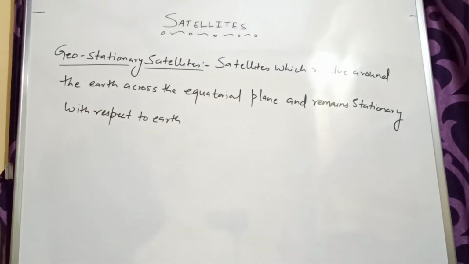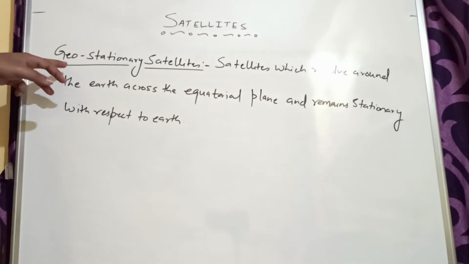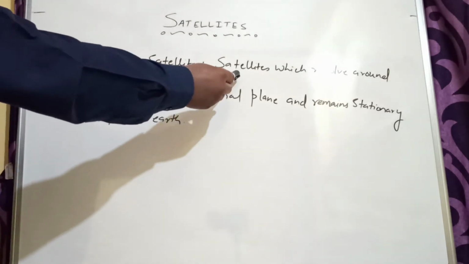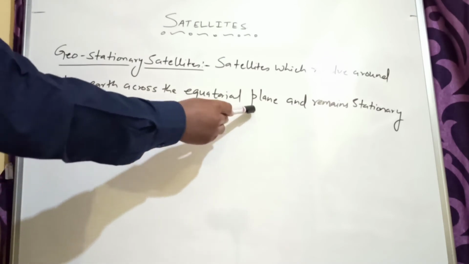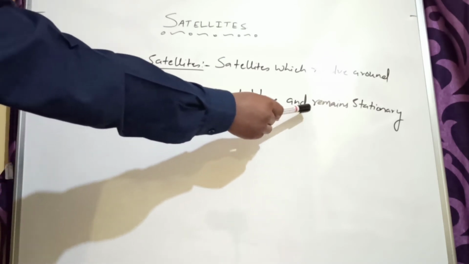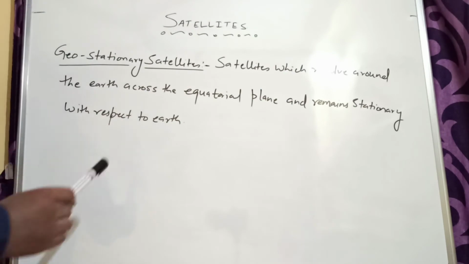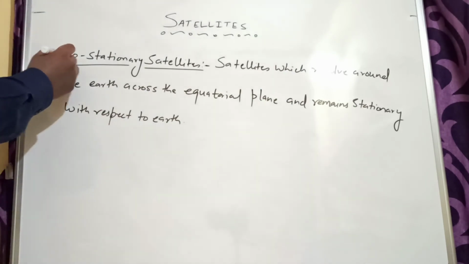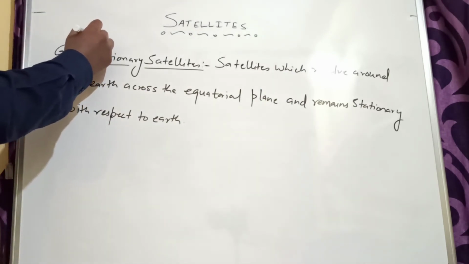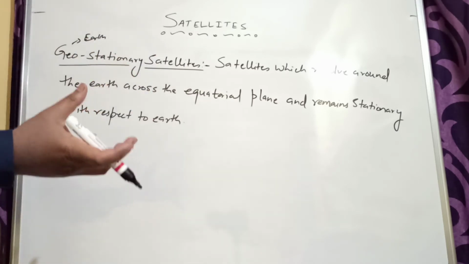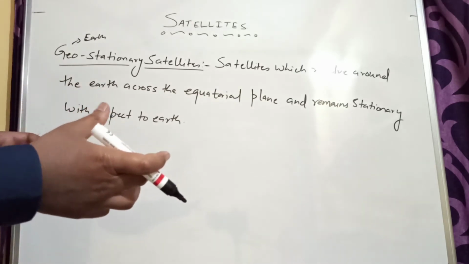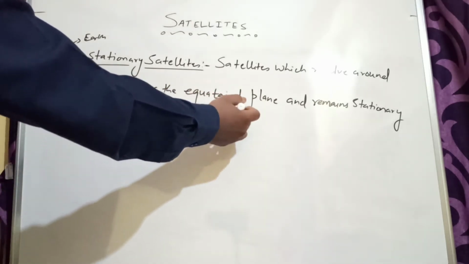Now come to the last one, which is the geostationary satellite. See, this is something very important. Geostationary satellite: what is the definition? Satellites which revolve around the Earth across the equatorial plane first, and remain stationary with respect to Earth. Geo means Earth. As the name suggests, this satellite is stationary with respect to Earth, right? And it is moving across the equatorial plane.